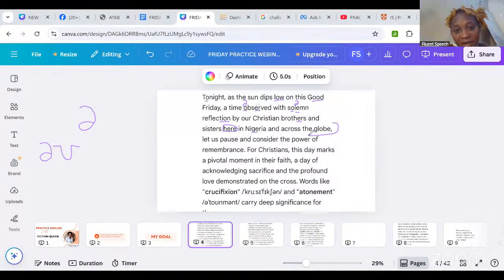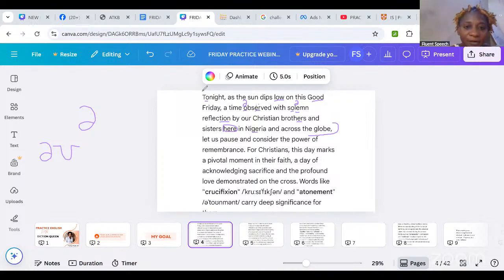So I can say, here in Nigeria, and across, the D at the end of "and" is not heard. "And across" instead of "and across". Or I can decide to pronounce "and" as just "n". It's just the letter N that is there. Across. So it depends on which one you want to use. Remember, we use a strong form for emphasis. We use the weak form in connected speech.